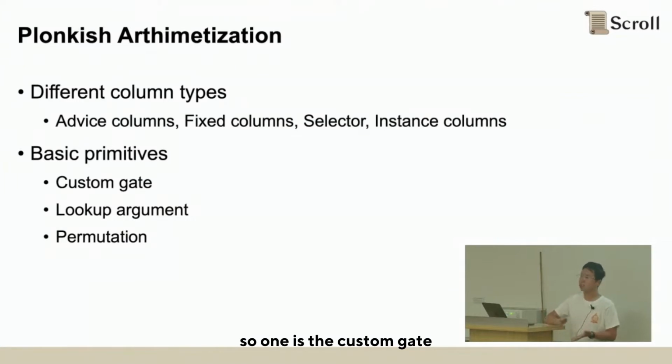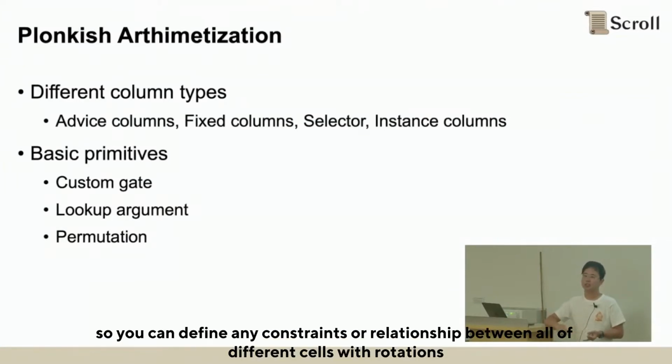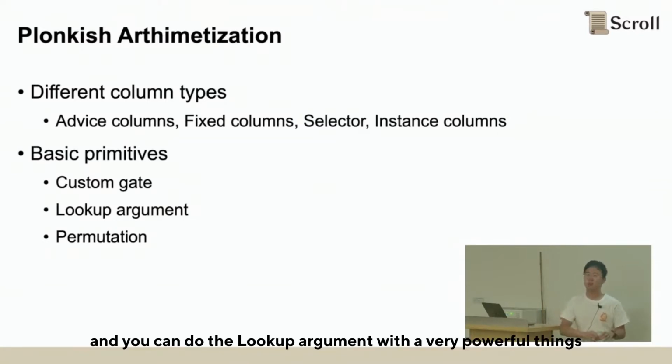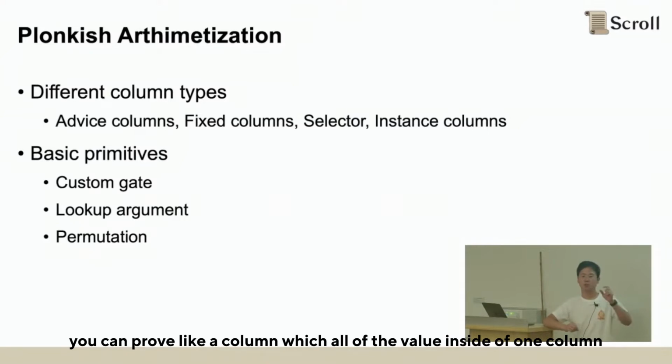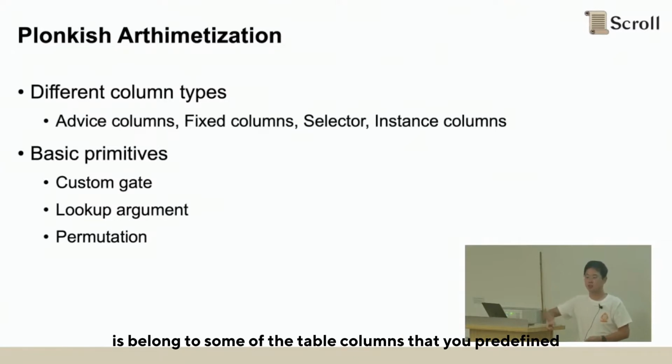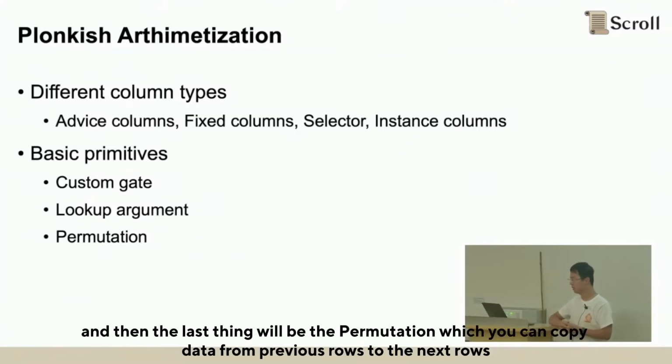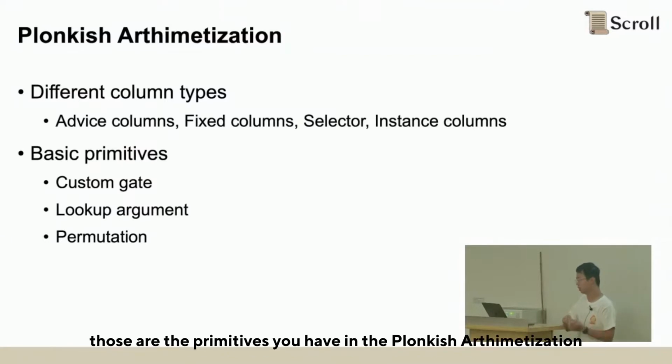One is the custom gate, where you can define any constraints or relationships between different cells with rotations. Then you can do the lookup argument, which is a very powerful thing. You can prove that all of the values in one column belong to some table columns that you predefine or generate through the advice. And the last is the permutation, where you can copy data from previous rows to the next rows. Those are the primitives you have in the Plonkish arithmetization.